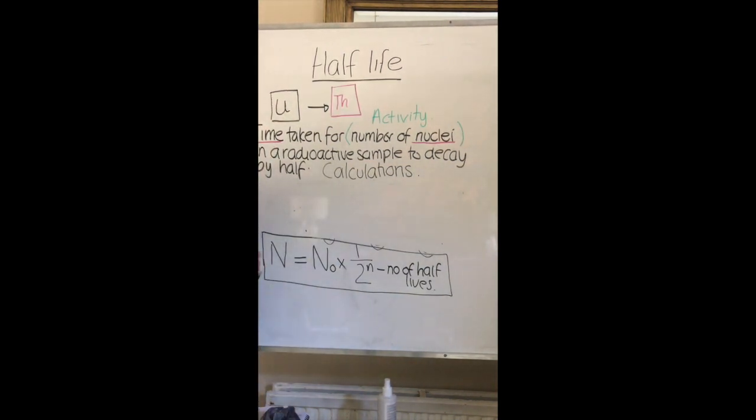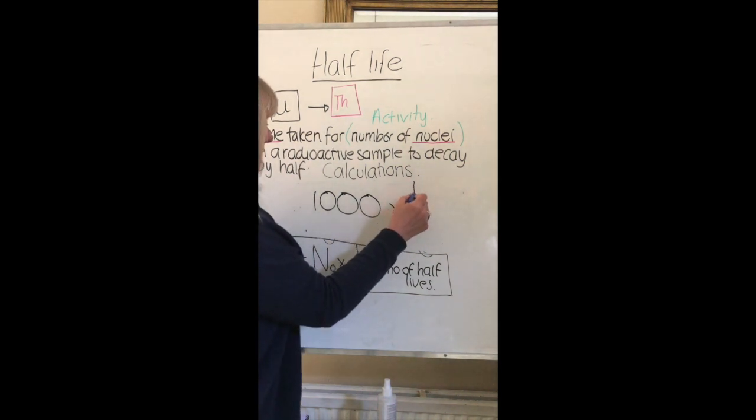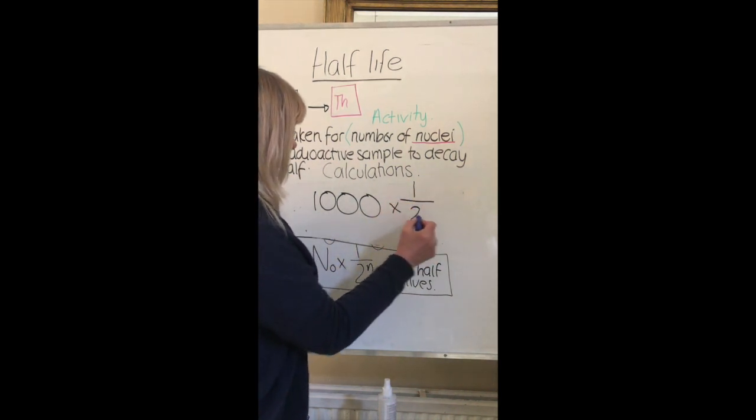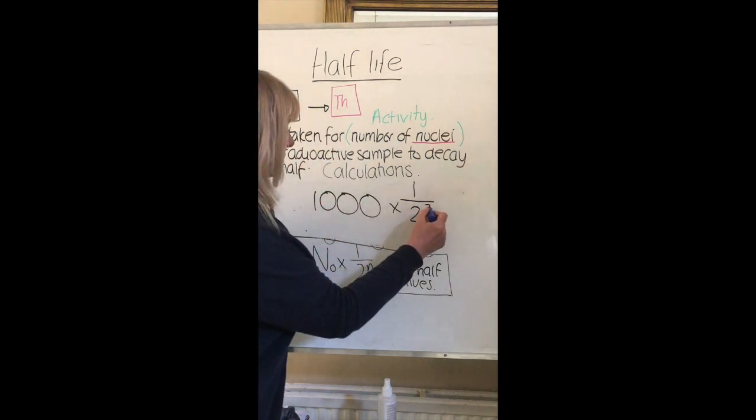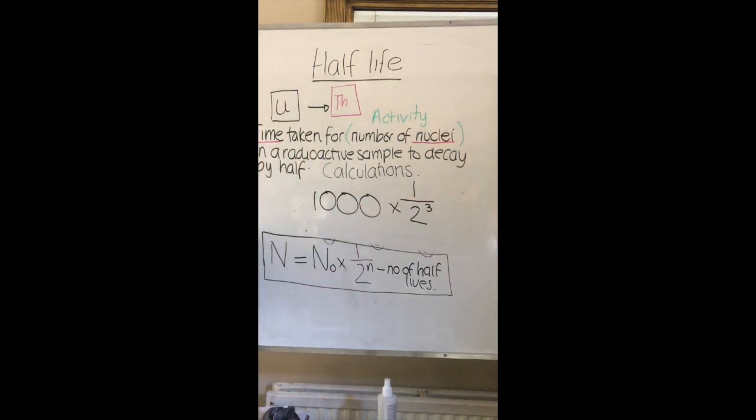Well, we started off with 1,000 nuclei. We know that we had 12 hours and the half-life as 4 hours. So we know that the number of half-lives, if we've got 12 hours and the half-life is 4 hours, is 3 half-lives: 0 to 4, 4 to 8, 8 to 12. So we've gone 2 to the power 3. 2 to the power 3 is an eighth. 1,000 times an eighth is 125.